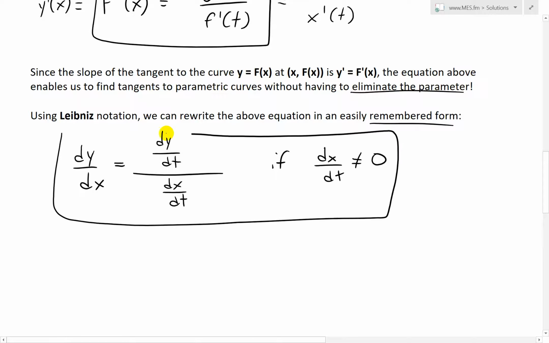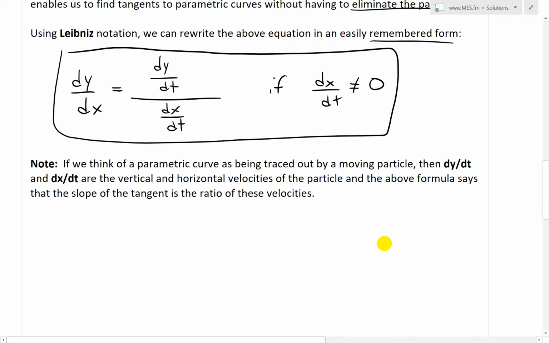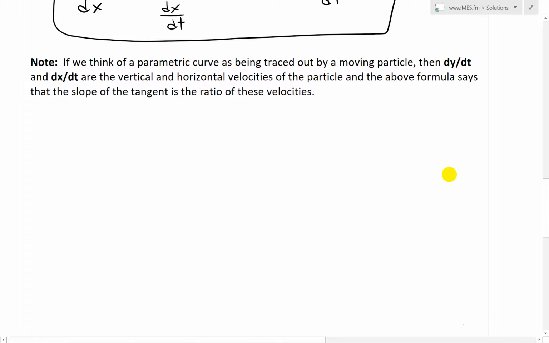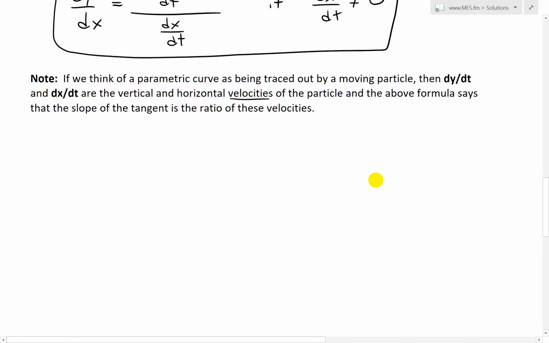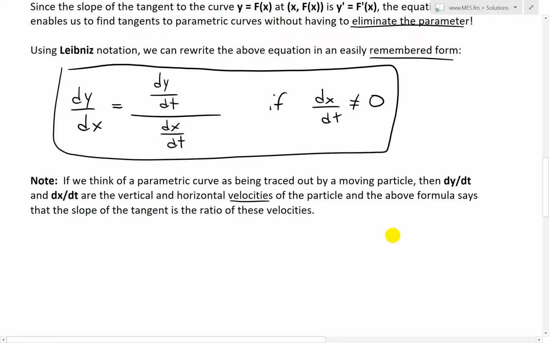Like that. And now a note I want to make is if we think of a parametric curve as being traced out by a moving particle, which is a good representation, which I've gone over in my earlier videos on parametric curves, then if it's a moving particle, dy over dt and dx over dt are the vertical and horizontal velocities, or the speed of the particle. And the above formula says that the slope of the tangent is the ratio of these velocities.